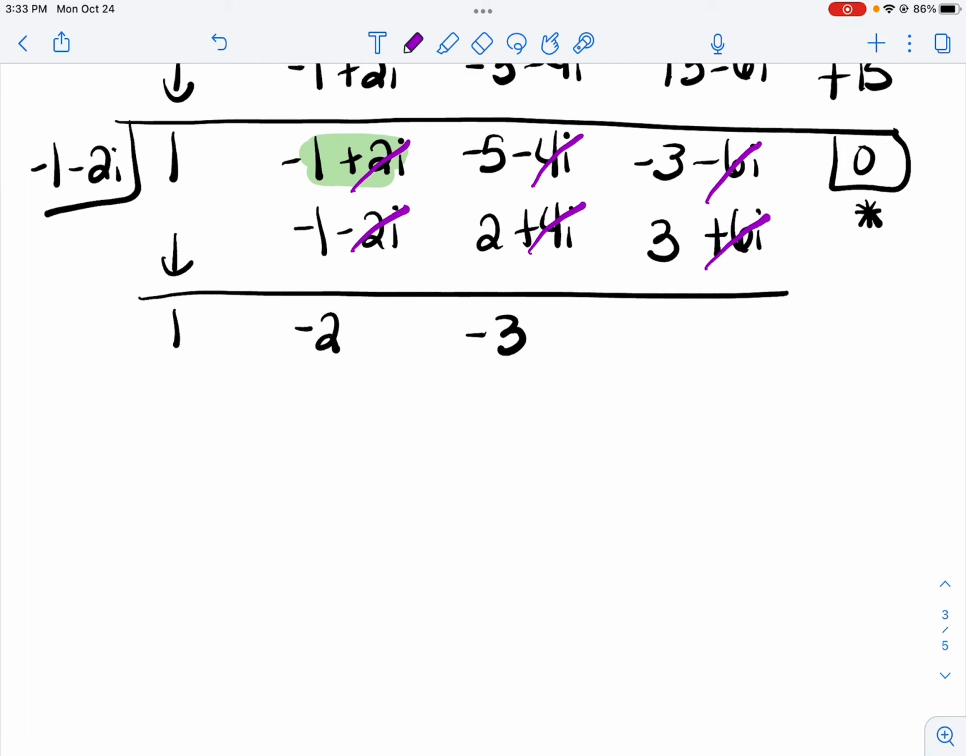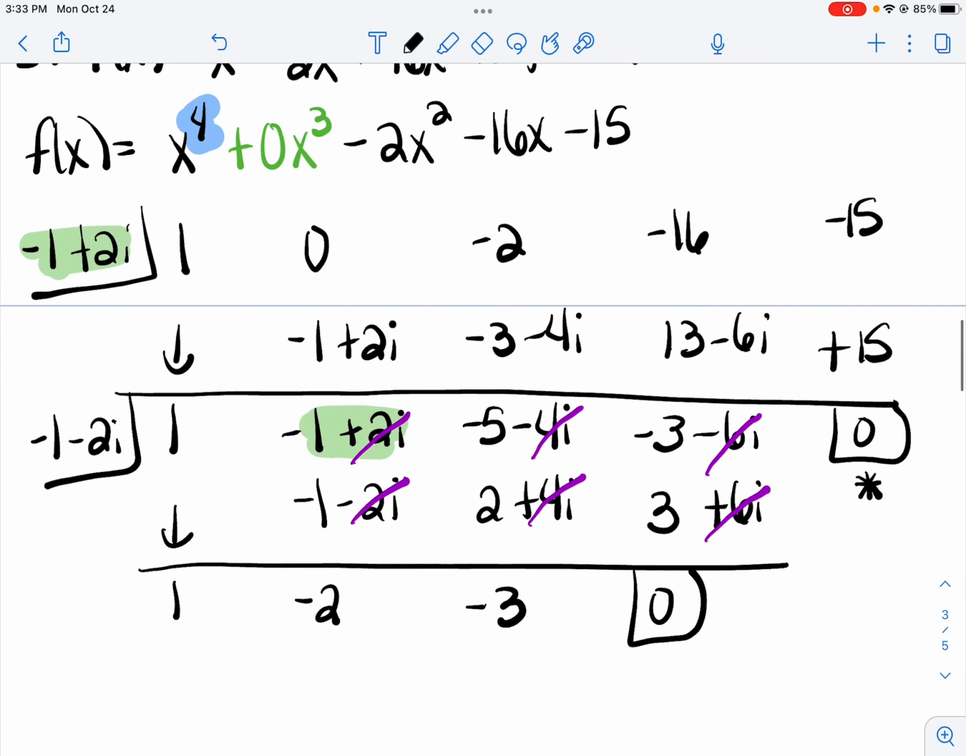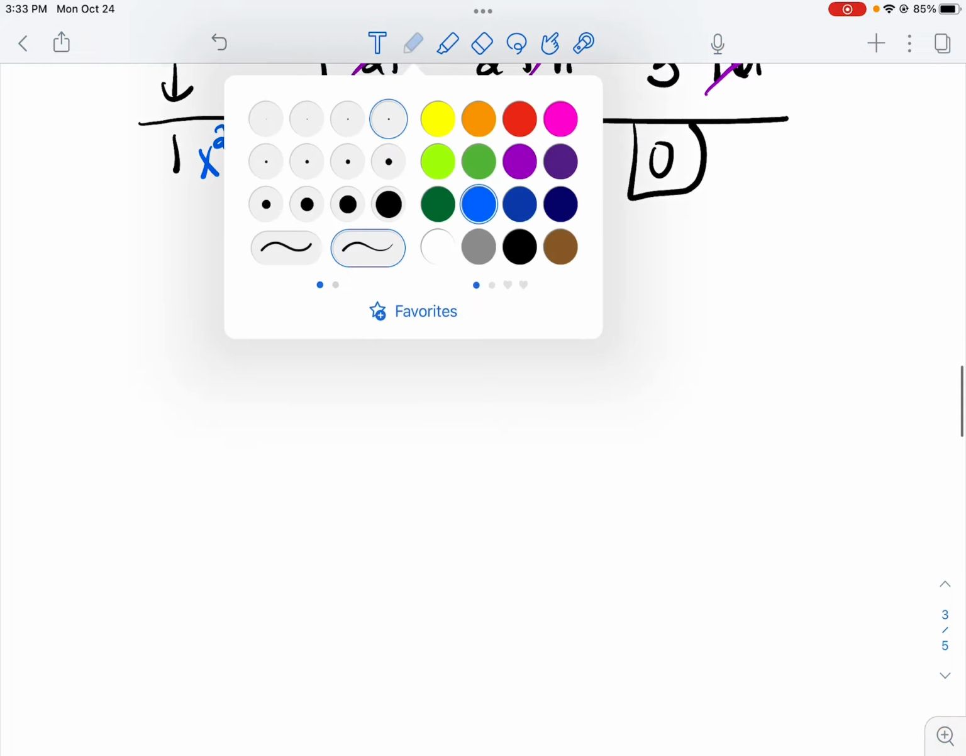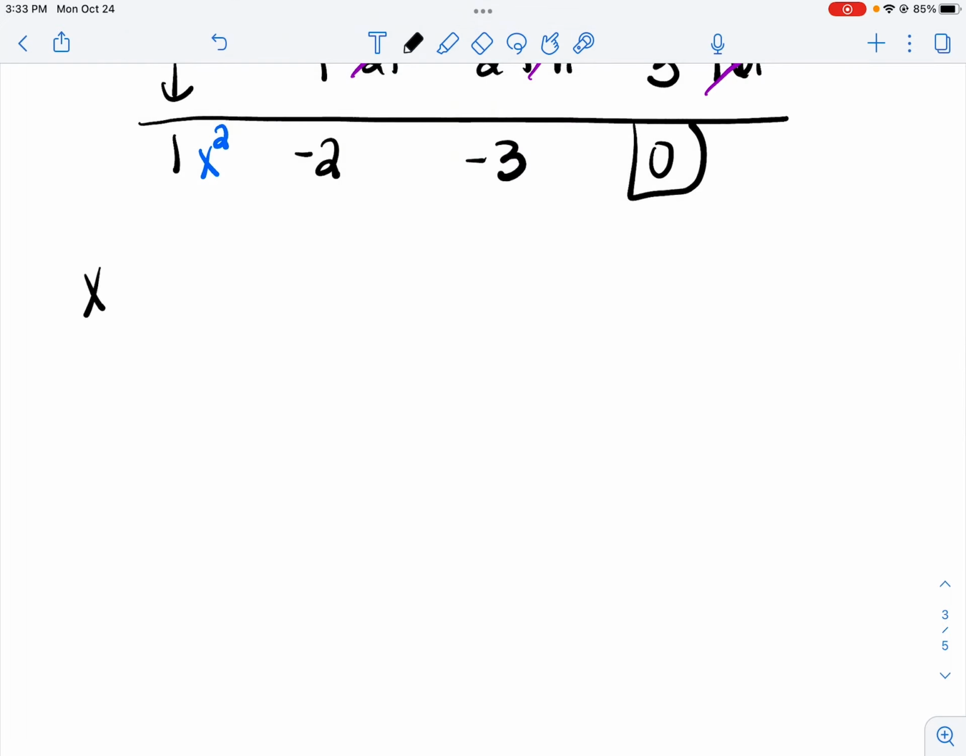When you use synthetic division that second time with the conjugate, notice that it's a lot easier and the i's cancel out every time. And we're left with 0. My problem started with an x to the 4th. So this first bottom row would have been x to the 3rd. The power decreases by 1. And then the last time we used synthetic division would have been x squared. So now I have x squared minus 2x minus 3.